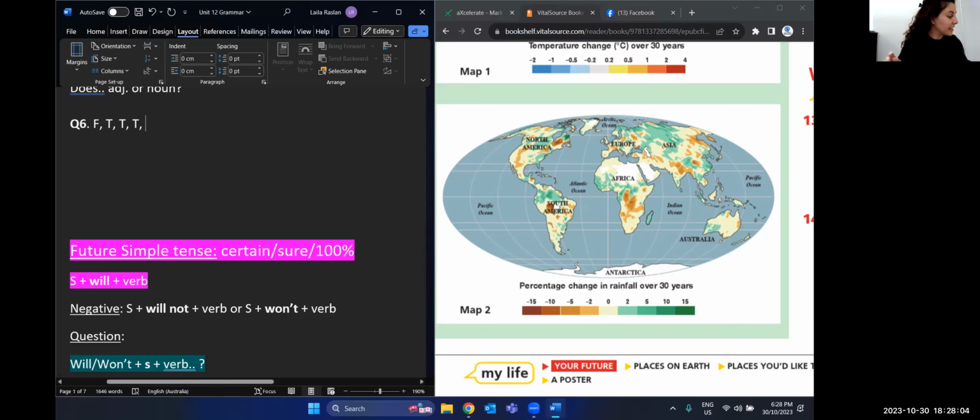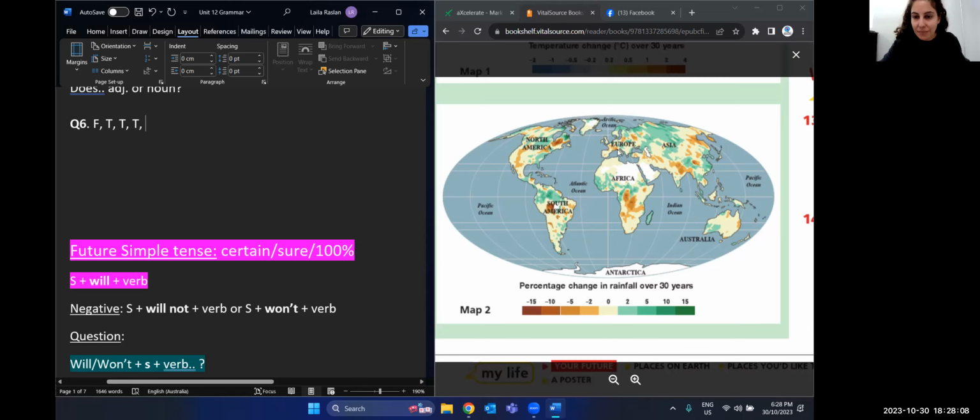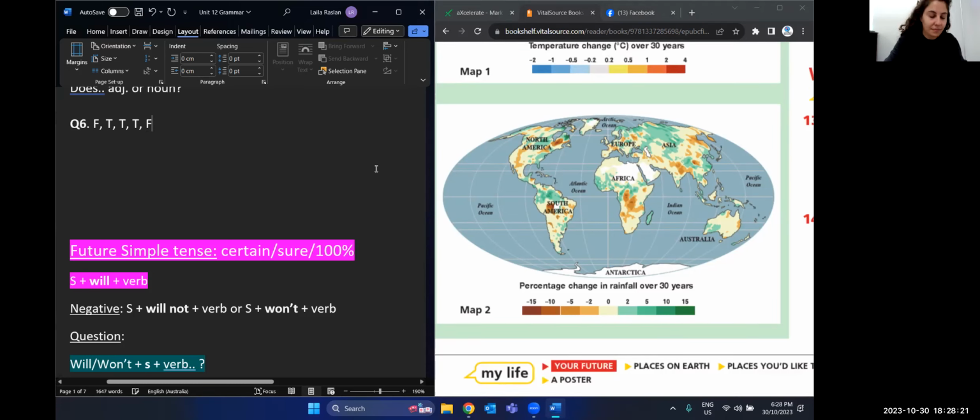Rainfall has increased in all of Europe. False. No, because I could see, it's not just decreased, I could see some blue. There's some increase, decrease, it's a mix, so false.